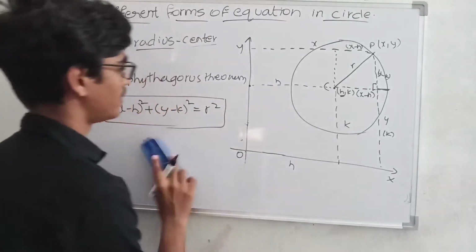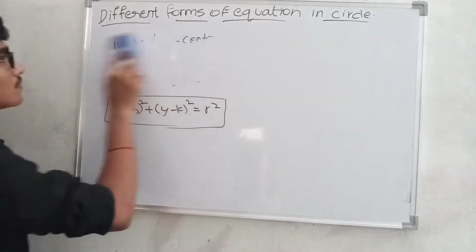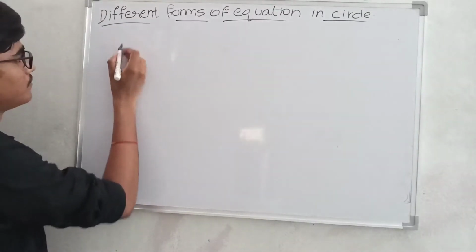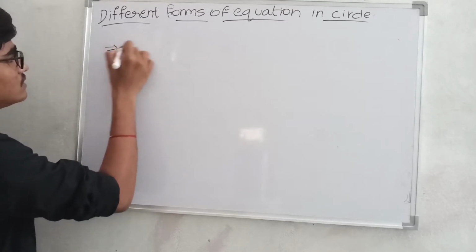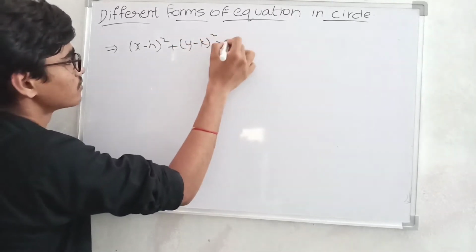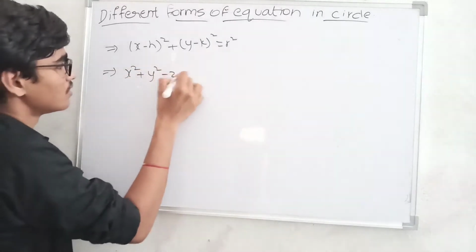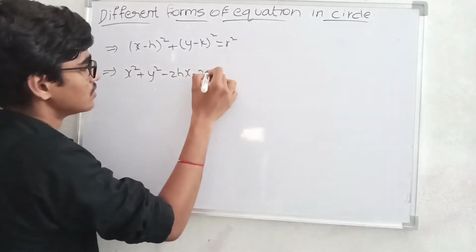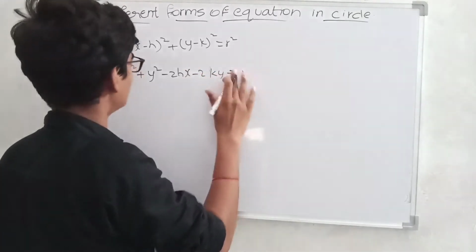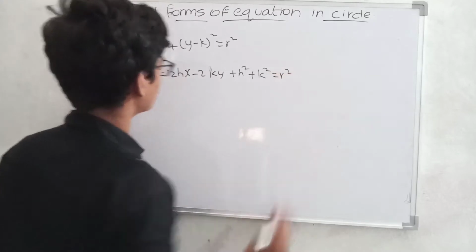Then I want to explain the general form of the circle equation. On expanding the radius center form, that means x minus h whole square plus y minus k whole square is equal to r square, we get x square plus y square minus 2hx minus 2ky plus h square plus k square is equal to r square.